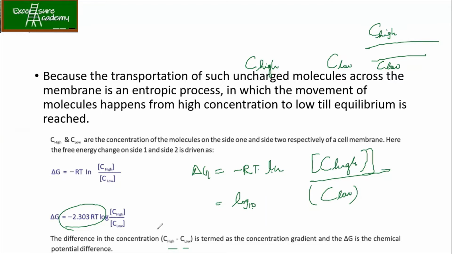If I say that near the membrane it is high here and low here, then the energy which the membrane possesses is known as the chemical potential difference.